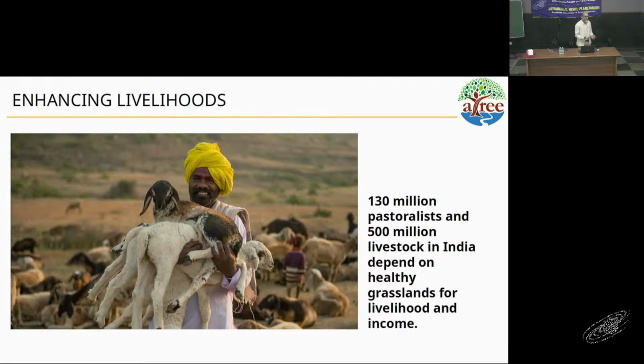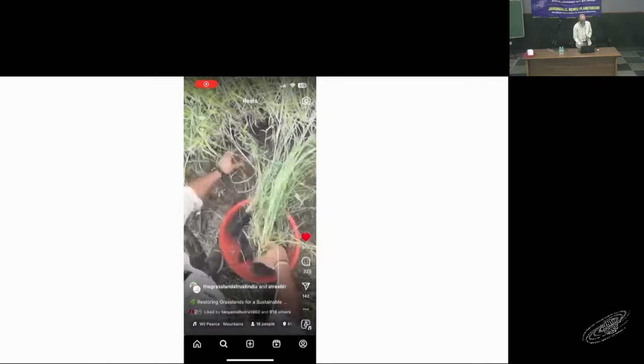And if you're able to restore these landscapes, you're also able to restore the biodiversity that's in them. You're able to sequester carbon and also enhance livelihoods of millions of people. So I'm going to end this talk on a slightly more hopeful note as well, with an effort that we're doing with partners in Maharashtra.